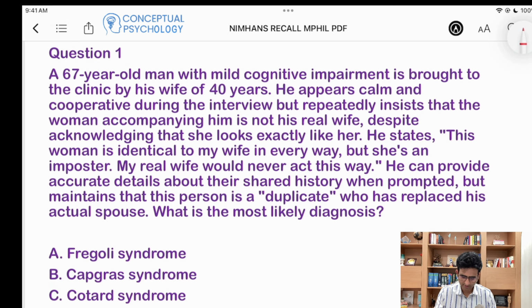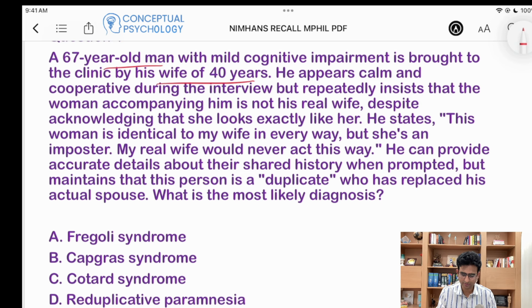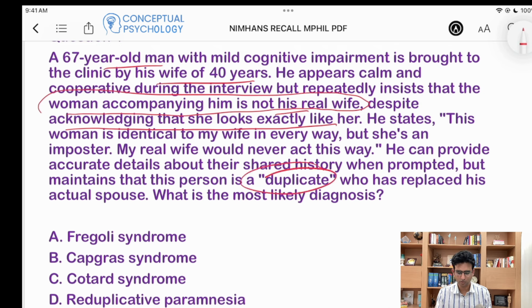Alright, let's start. A 67-year-old man with mild cognitive impairment is brought to the clinic by his wife of 40 years. He appears calm and cooperative during the interview but repeatedly insists that the woman accompanying him is not his real wife. The patient is saying that the woman who is accompanying him, who is actually his wife, is not his real wife, despite acknowledging that she looks exactly like her. He states, "This woman is identical to my wife in every way, but she is an imposter. My real wife would never act in this way." He can provide accurate details about their shared history when prompted, but maintains this person is a duplicate who has replaced his actual spouse. What is the diagnosis?